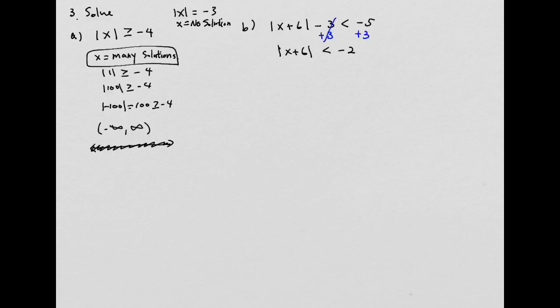Now, the absolute value is isolated, and the other side is a negative number. So now I can tell, I know that the absolute value cannot be smaller than a negative number because absolute value has to be positive. You will say x has no solutions. No matter what x I use, this side is always going to be larger than a negative, so that will never satisfy smaller than negative 2.